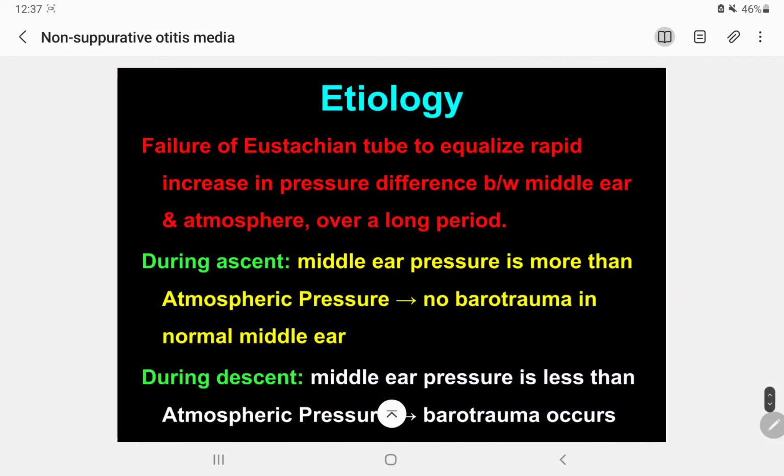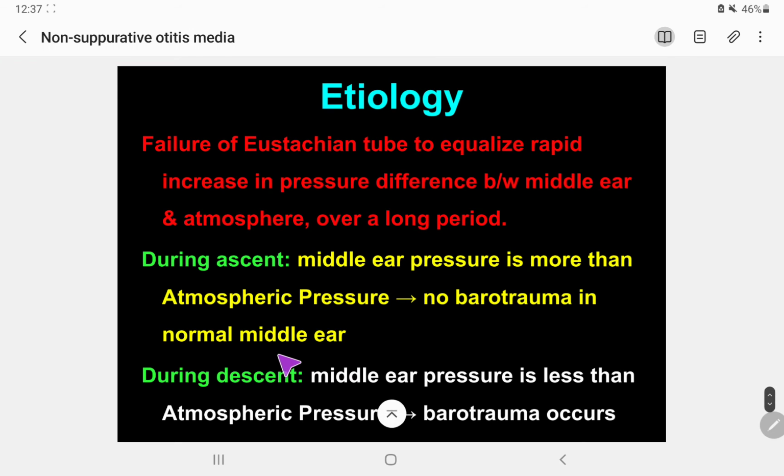So etiology: it is the failure of the eustachian tube to equalize a rapid increase in the pressure difference between the middle ear and the atmosphere over a long period. There will be a pressure difference, so there will be failure. That is the etiology. During ascent, middle ear pressure is more than the atmospheric pressure, so there will be no barotrauma in a normal middle ear.